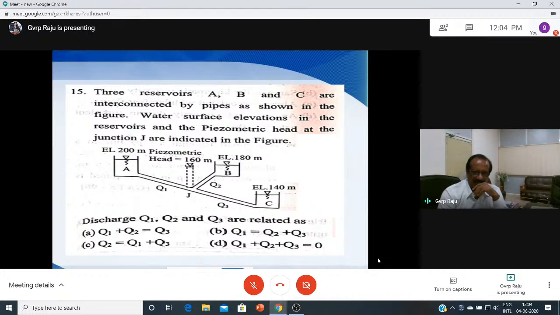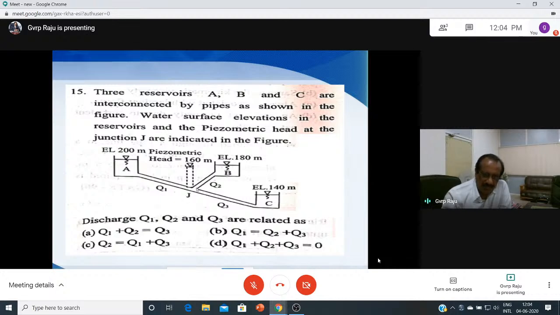That means from here to here, this is coming down. From here this is not going up. Suppose if the water is going up, you can take Q1 equal to Q2 plus Q3. But this is coming down. So this is 180 here, this is 160. The total energy level available is 160 and the total energy level is 180. So again the flow is from B to J.